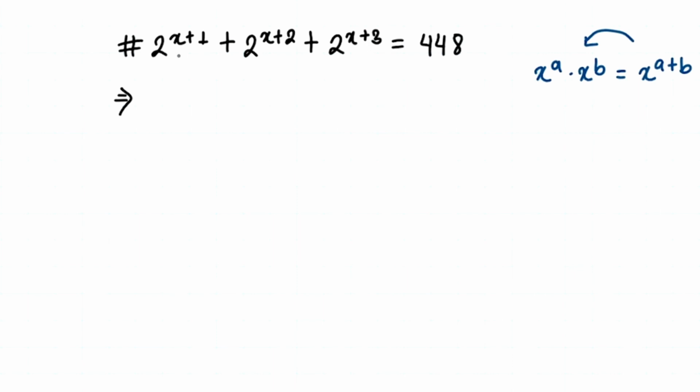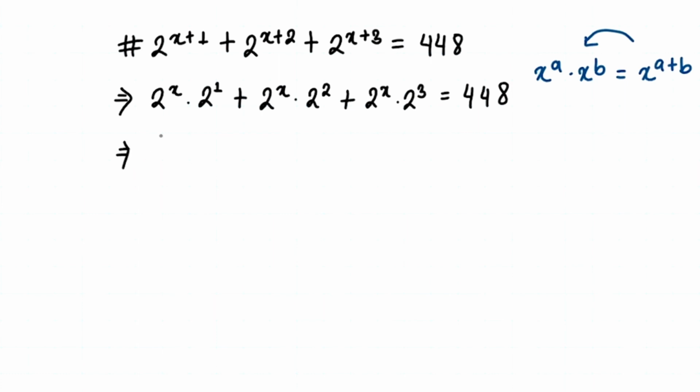So we have 2 to the power x plus 1. We can write this as 2 to the power x dot 2 to the power 1, plus, again the same kind of scenario, we have 2 to the power x plus 2. We can write this as 2 to the power x dot 2 to the power 2, plus 2 to the power x dot 2 to the power 3, equals 448.